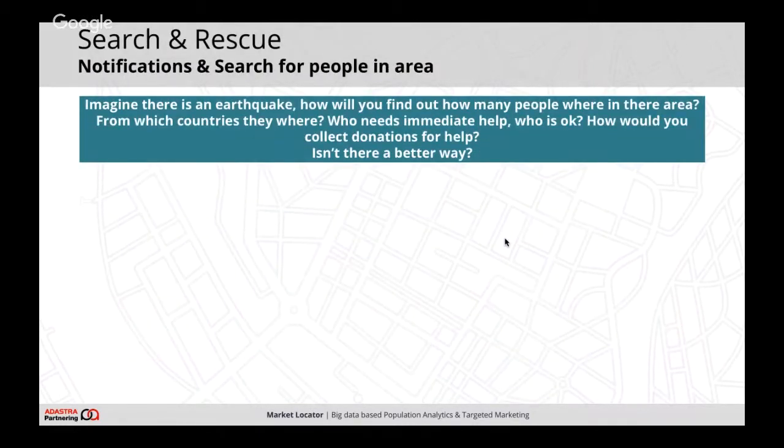Search and rescue. Let's say right now, as with the terrible earthquakes in Italy, you as a search and rescue team and you as a government want to understand how many people were impacted. In what parts were these people impacted? Are they okay? Where should I organize the search and rescue first? How do I collect donations to rebuild these places?